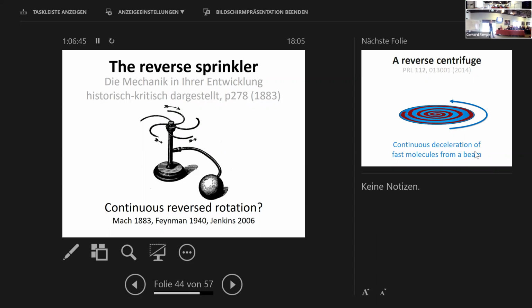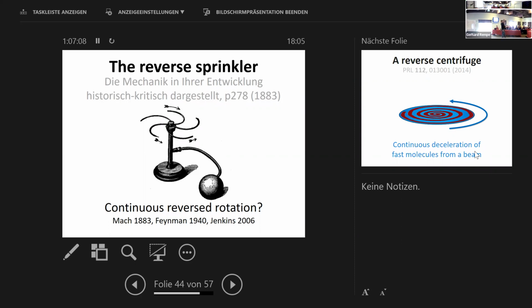We were wondering, how can you decelerate in a continuous way? Please remember, a Stark decelerator, for example, is pulsed. We don't want a pulsed beam because the overall flux is very, very small. We have a continuous source of molecules coming out of the buffer gas. We want to have a continuous deceleration.